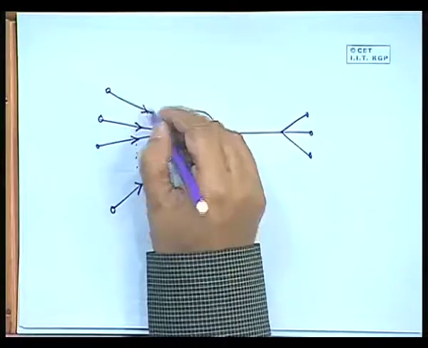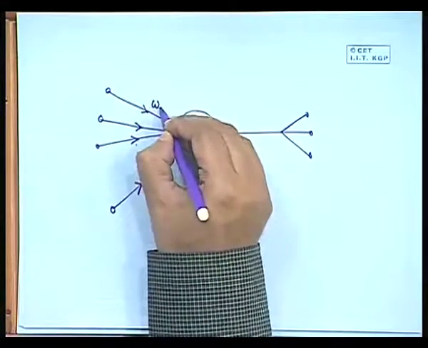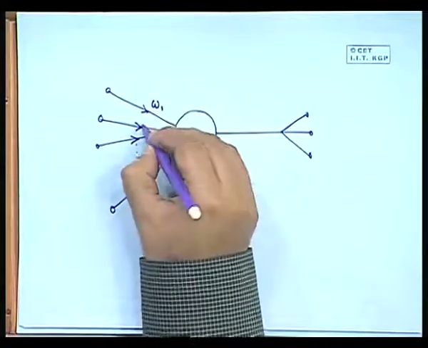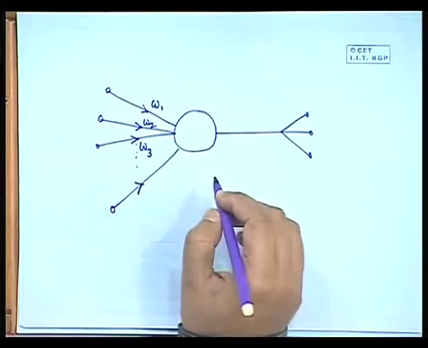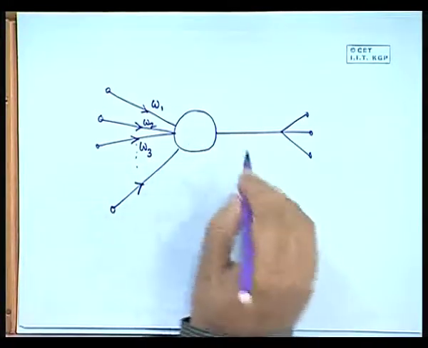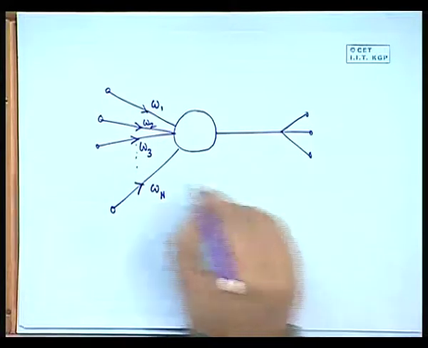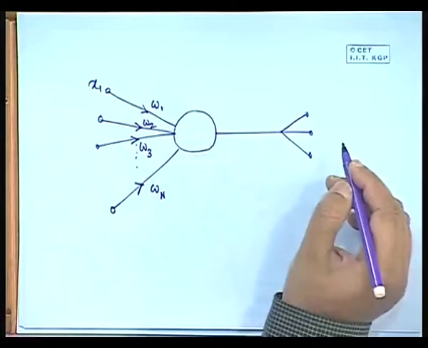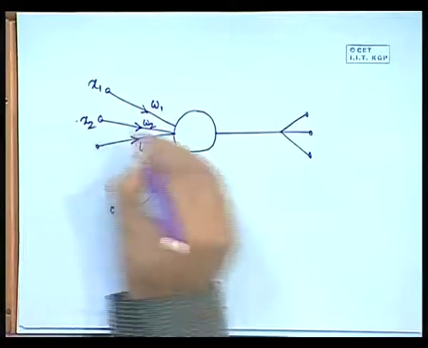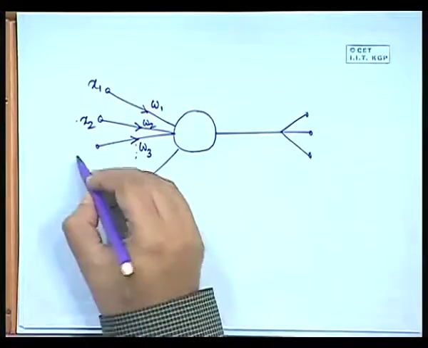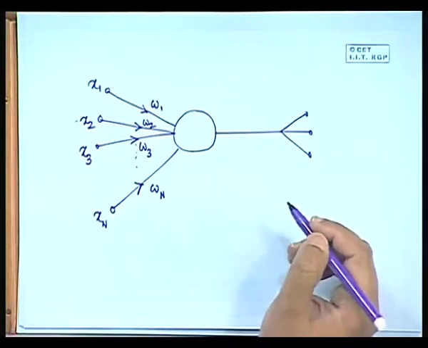Okay. Right on top of this arrow, we can write down the strength of this connection. Let us say the strength of this connection we call W1, this W2, this W3, and supposing there are n such inputs connected, we call this strength Wn. And the input signal available here is x1, here x2, here x3, and here xn is available as input.